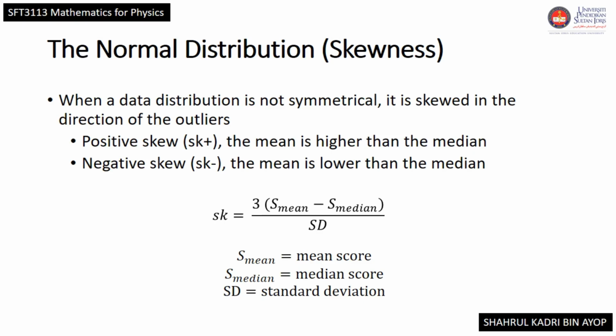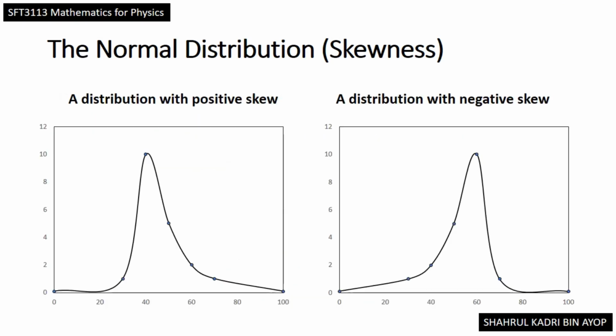We can determine whether the skewness is positive or negative by comparing mean and median. We also can calculate the skewness using this equation. The left graph shows the distribution with positive skew and the right graph shows the distribution with negative skew.